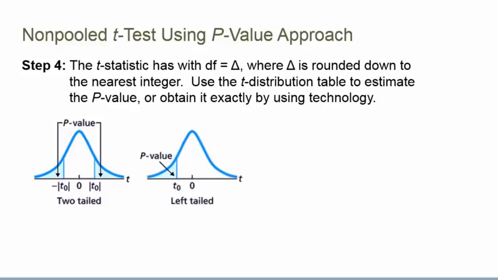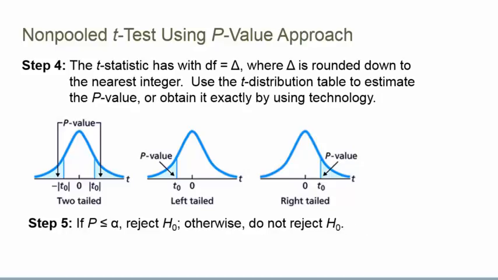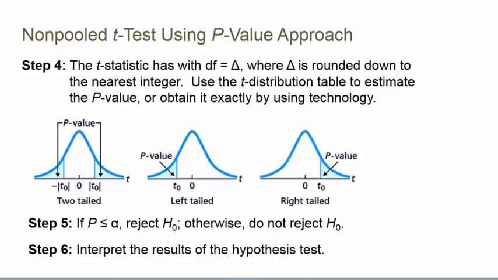Left-tailed, the p-value is the area to the left of t sub 0. Right-tailed, the p-value is the area to the right of t sub 0. Step 5. If p is less than or equal to alpha, reject H sub 0. Otherwise, do not reject H sub 0. Step 6. Interpret the results of the hypothesis test.